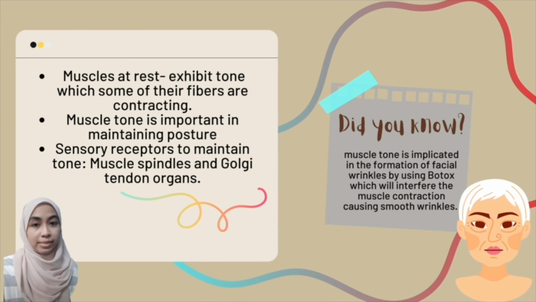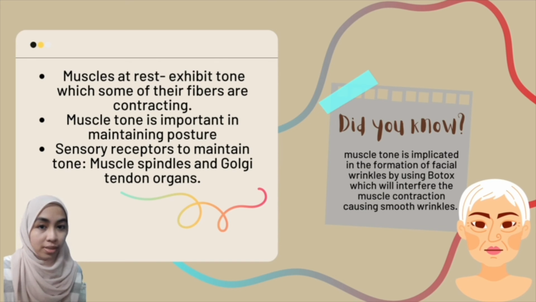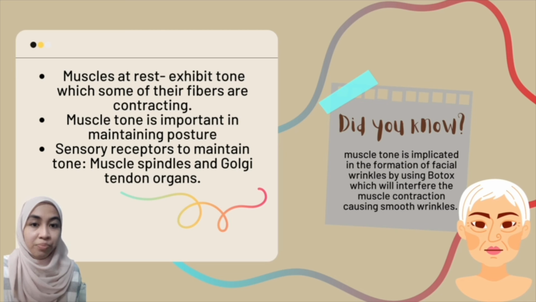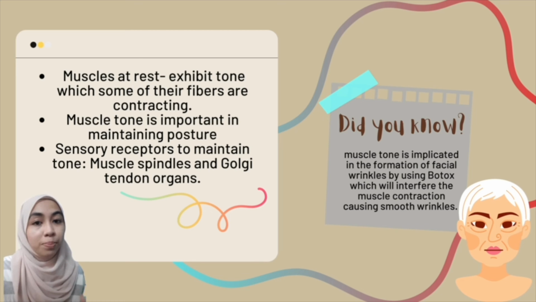When a muscle is at rest, it exhibits tone, in which some of its fibers are contracting. Muscle tone is important in maintaining posture. Muscle spindles and Golgi tendon organs are sensory receptors that help to maintain tone.